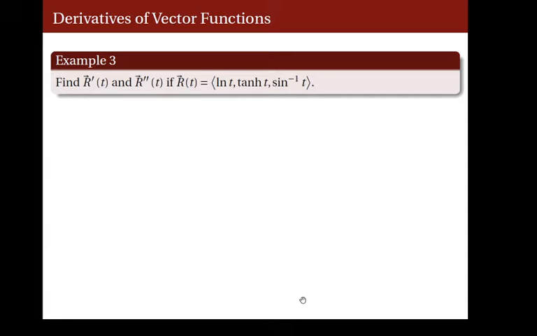So let us look at an example. Here, the vector-valued function R is given by ln of t, tanh of t, sine inverse of t. Okay, so let us compute the first derivative of R and the second derivative of R.